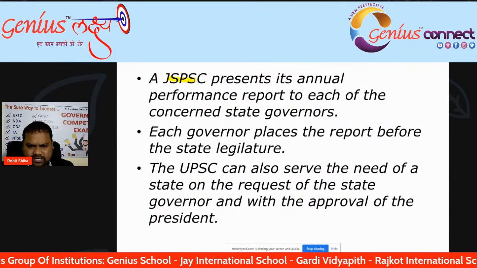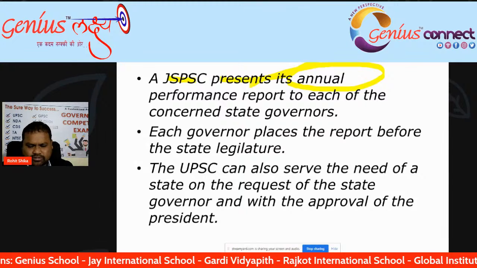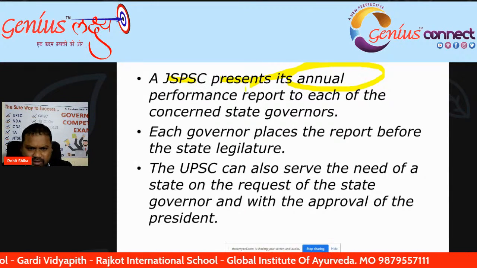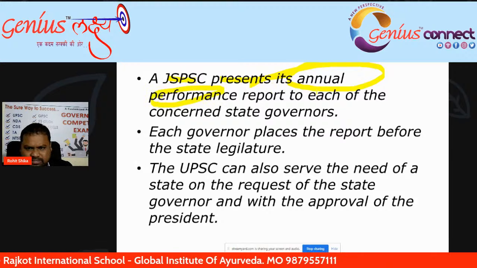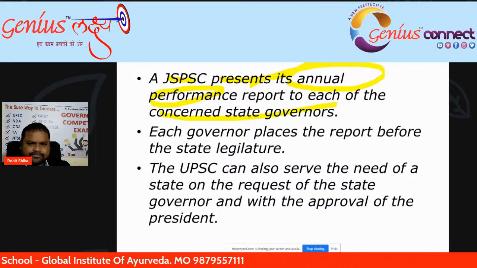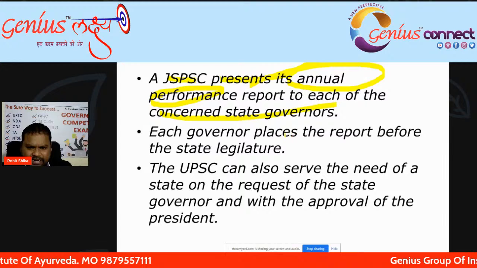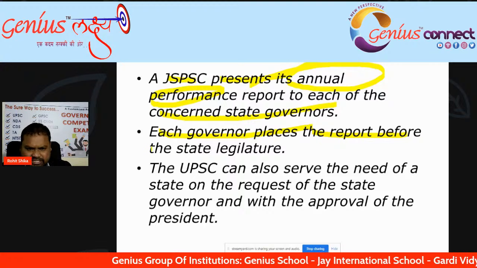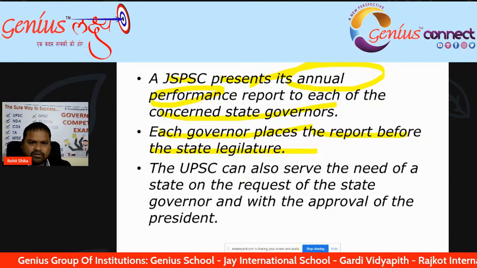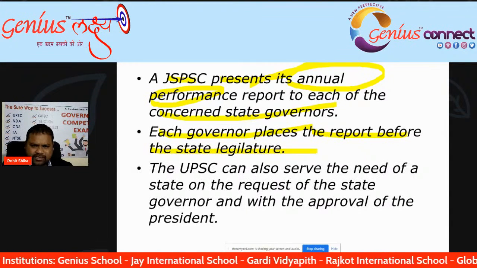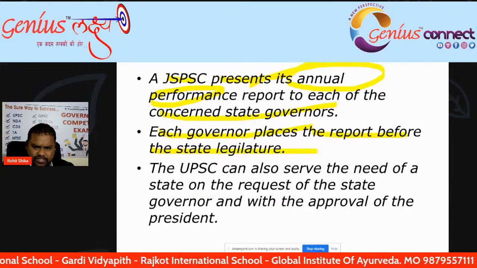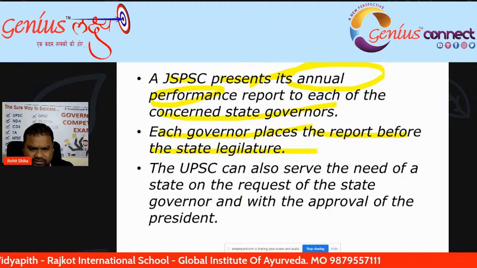The Joint State Public Service Commission presents an annual report on its performance to the state governor, like the State Public Service Commission, and the governor places the report before the state legislature. So JSPSC submits the report to the governor and the governor submits the report to the state legislature.